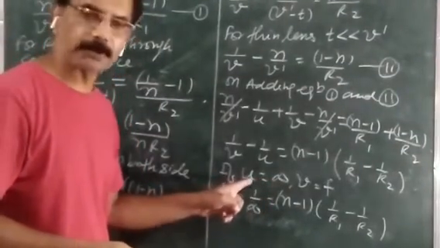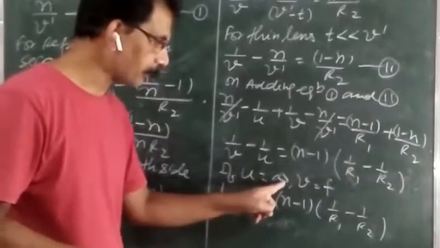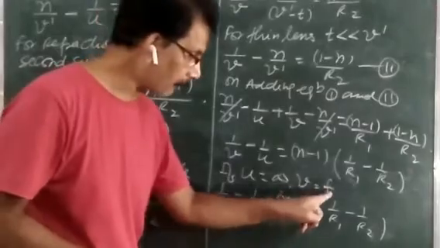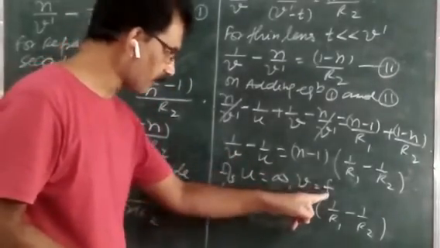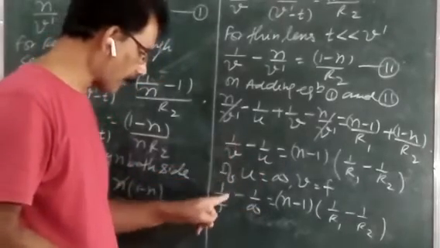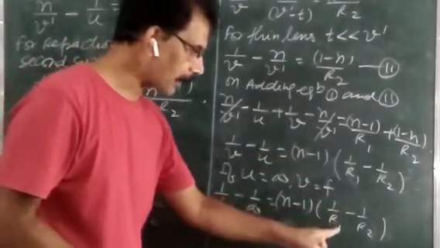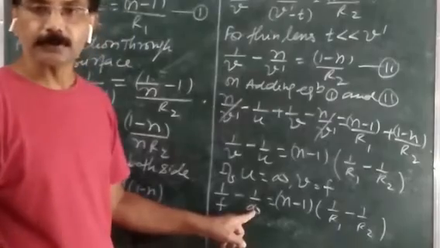So in case of convex lens, if the object is placed at infinity, if u is equal to infinity, then its image is formed at focus, means v is equal to f. Now in this formula, in place of v write f and in place of u infinity. So you will get 1 upon f minus 1 upon infinity is equal to (n minus 1) times (1 upon r1 minus 1 upon r2). And you know 1 upon infinity is 0.